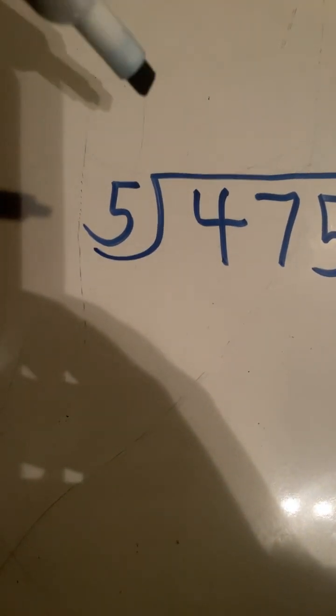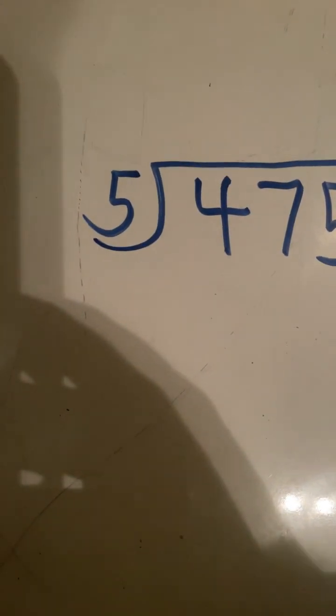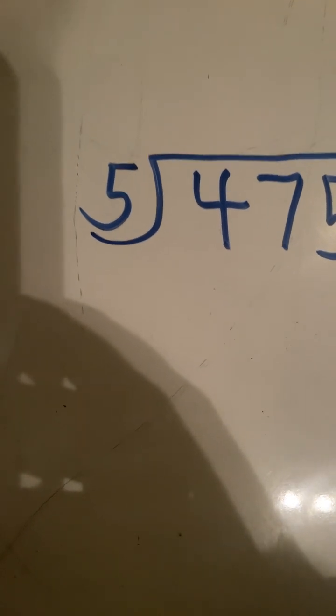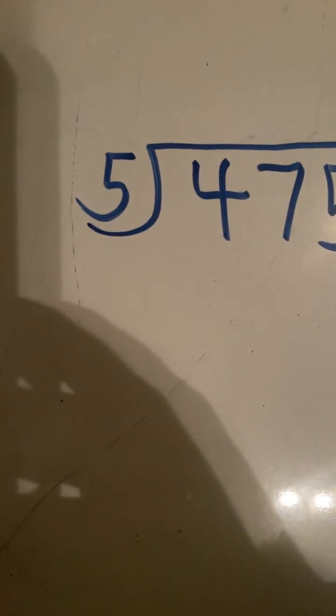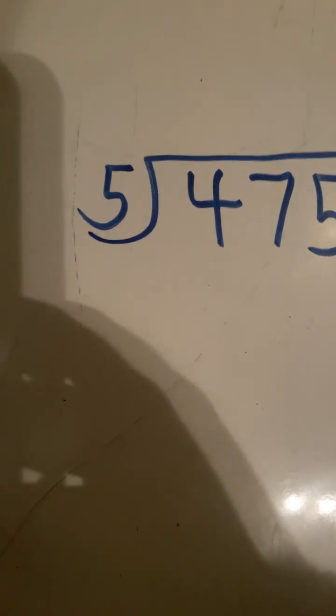But we can start out with 2 digit by 1 digit division. 47 is bigger than 5. 47 can be divided by 5. There will be a remainder, but we can start out with 47 divided by 5 because the number is bigger. All right.